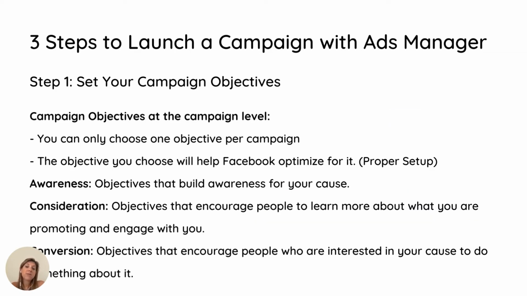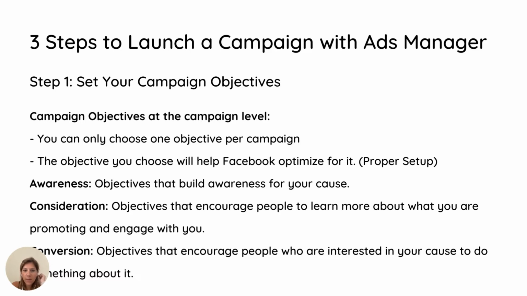So the first step is to set your campaign objective at the campaign level. This objective will help Facebook understand exactly what you want to achieve and optimize for it. So you can choose from 3 different categories of objectives. You have awareness, that helps you build awareness for your cause. You have consideration, which are objectives that encourage people to learn more about you and who you are and engage with you. And conversion, objectives that encourage people who are interested in your cause to do something about it.